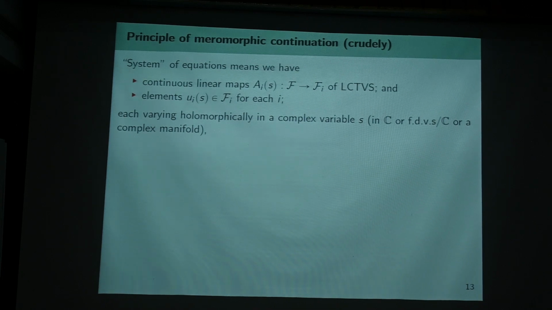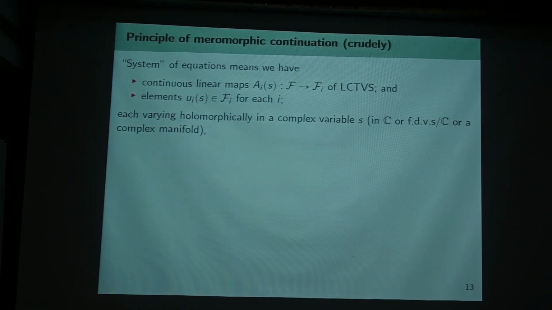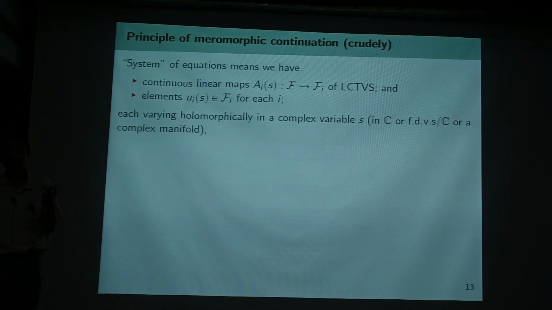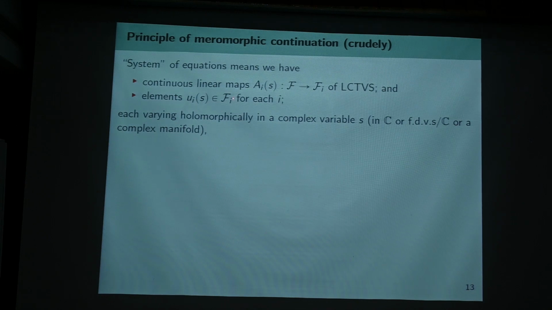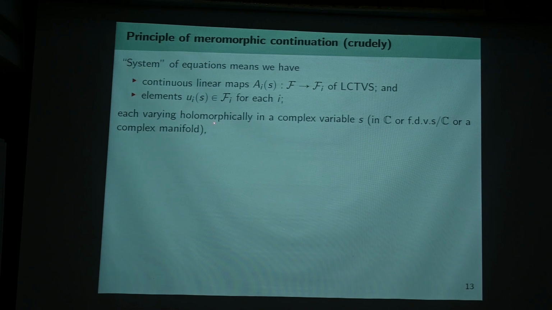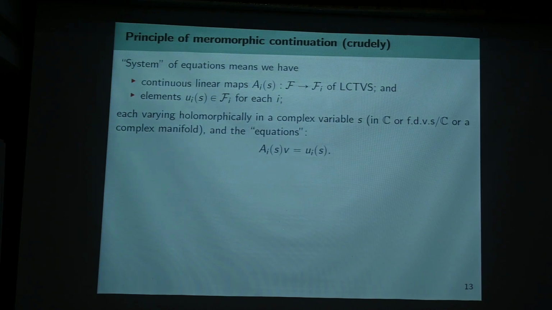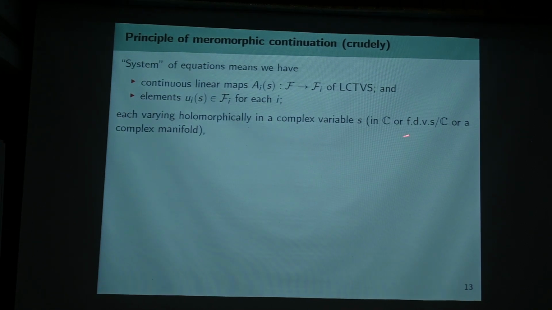So we want to study meromorphic continuation. It's like you have a system of equations. The coefficients of the system of equations are going to be holomorphic functions in a parameter S. So you have continuous linear maps Ai of S from F to varying Fi, and you have elements Ui of S in Fi, and both of them are required to vary holomorphically in a complex variable S. So S can be in C, it can be in a finite dimensional vector space or a complex manifold, and equations are of this form.